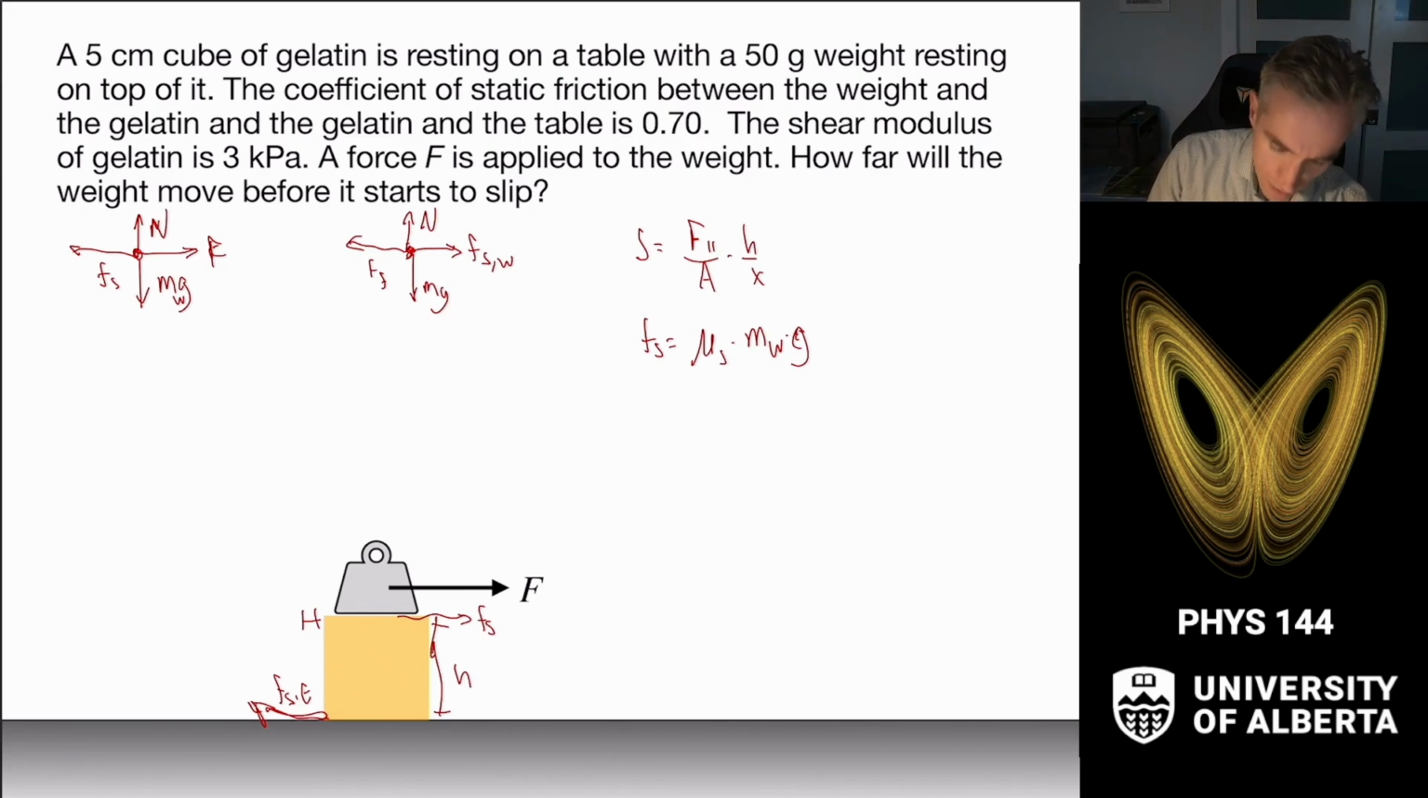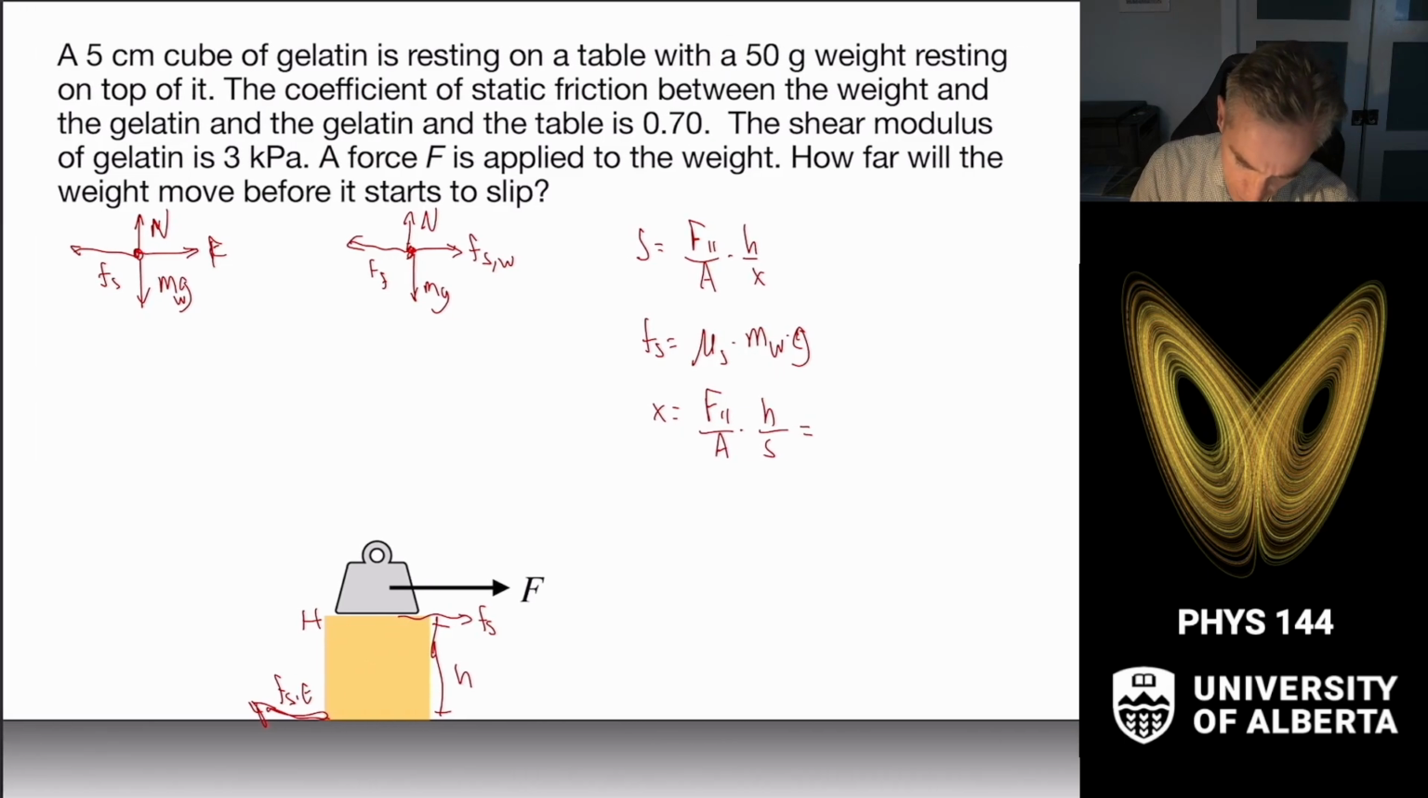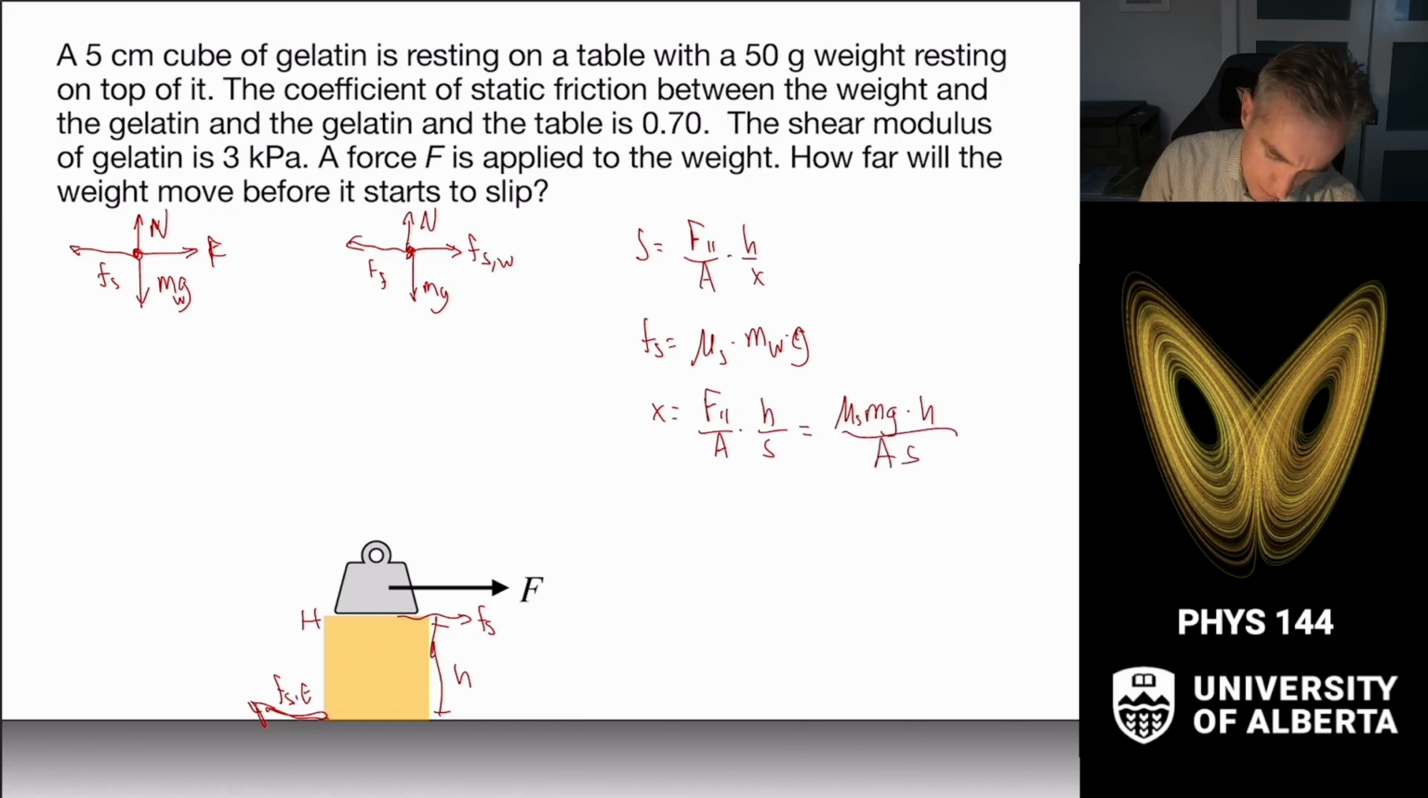So from here, we can just solve for x. So x is equal to F parallel over A times h over the shear modulus. And then the F parallel is just going to be mu s mg times h all over A times s. And then we put in our numbers. So mu s is 0.7.